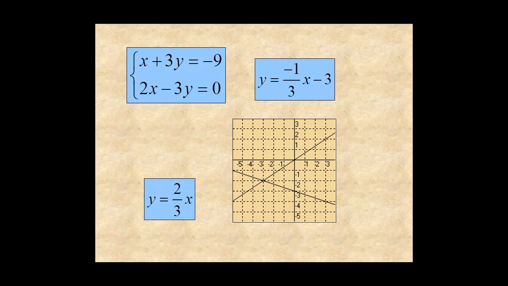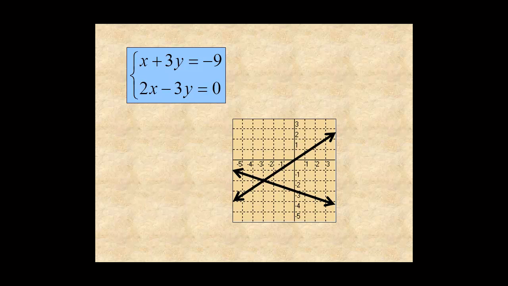Then graph each equation. y = -1/3 x - 3 begins at -3 on the y-axis and goes downhill with a slope of 1/3. And y = 2/3 x begins at the origin and goes uphill with a slope of 2/3. The solution to the linear system are the coordinates of the point where the two lines intersect, the point (-3, -2).